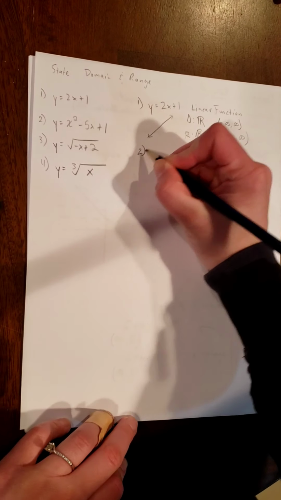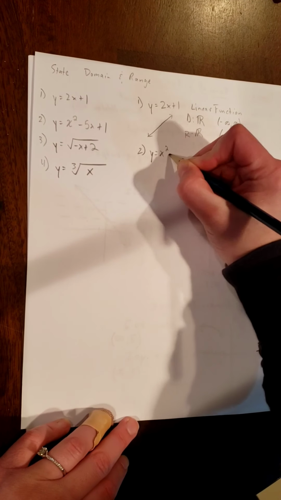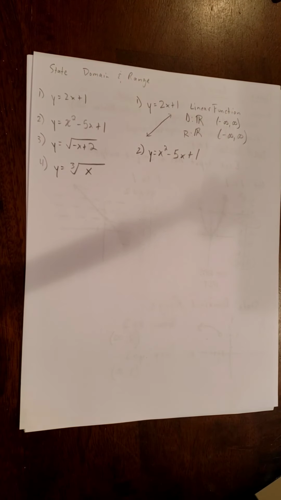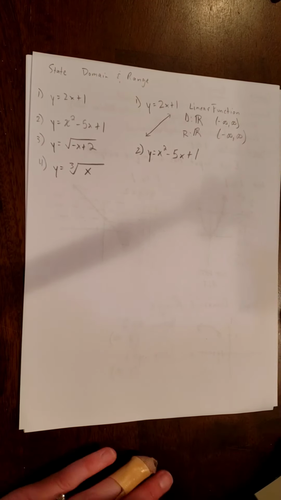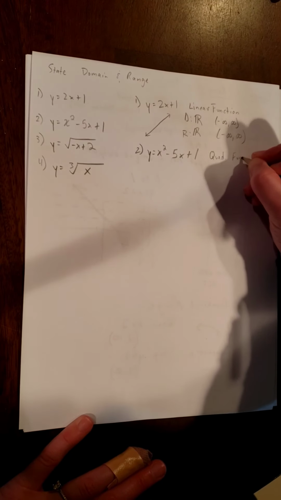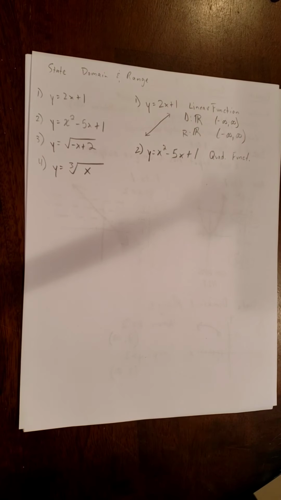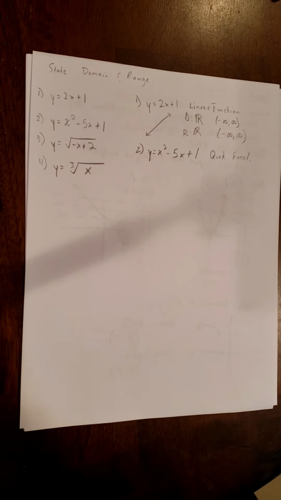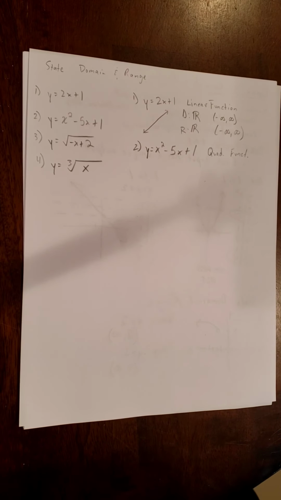Number 2, if you identify what type of function you have, it's going to help you understand the domain and the range. So this is a quadratic function. So we've studied quadratic functions long enough to know about the domain and range of a quadratic. Is there any real number that if you plug it in, y equals x squared minus 5x plus 1, you would ever output something that's not real? No, so the domain here is all real.